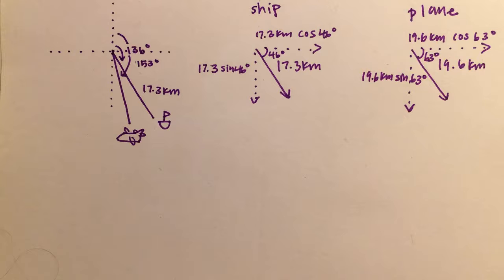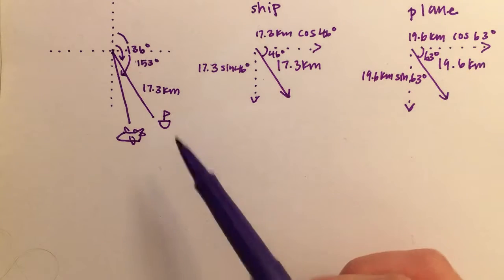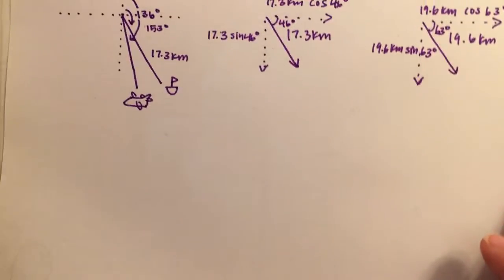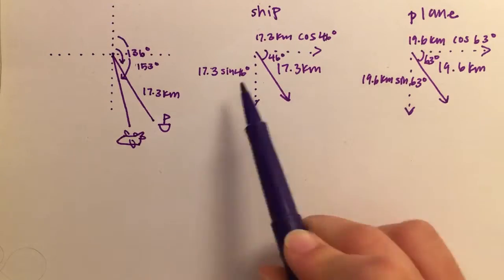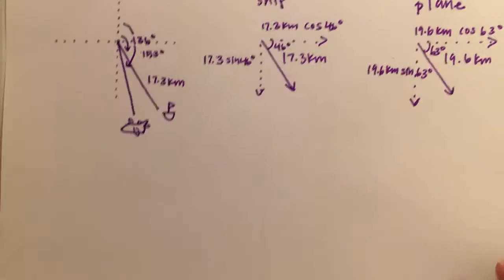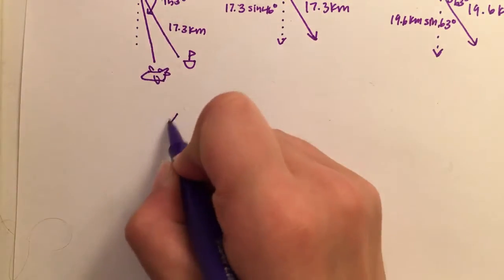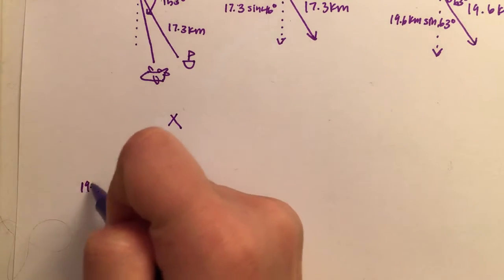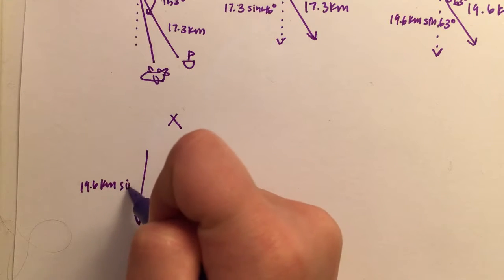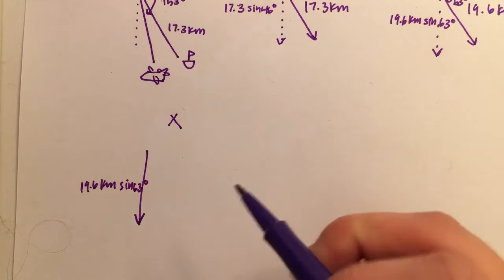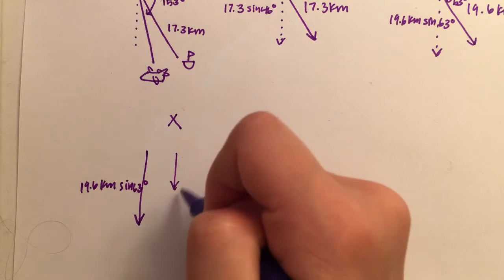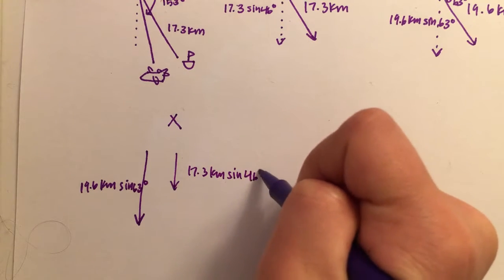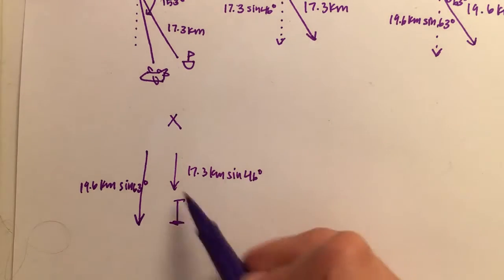And then, since we're trying to find the position vector of the ship relative to the plane, we'll find the difference between these x and y components between the ship and the plane. So we can start by doing that in the x direction. And the plane is 19.6 kilometers sine 63 degrees, and the ship is 17.3 kilometers sine 46 degrees. We're trying to find this distance, the difference here.